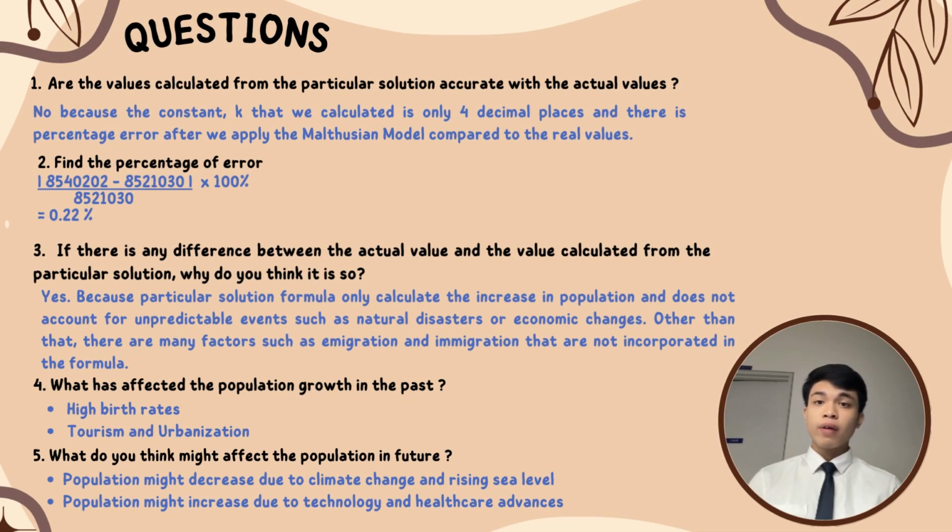There are several questions for task 1. First, are the values calculated from the particular solution accurate with the actual value? No, because the constant k was only rounded off to a few decimal places, which caused a small error in the calculation. This leads to a difference between the predicted value from the Malthusian model and the actual value, resulting in percentage error. Second, find the percentage of error.